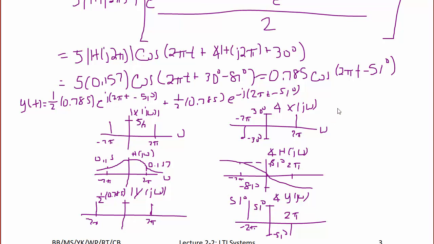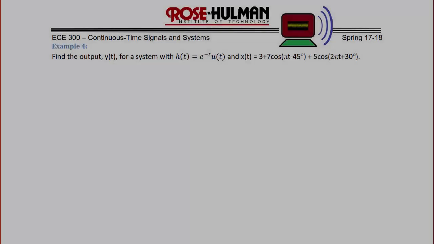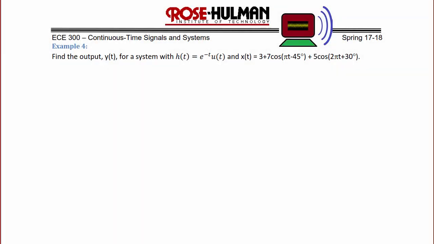And this concludes example 3. Example 4. Find the output y of t for a system with h of t equals e to the minus t u of t, and x of t equals 3 plus 7 cosine(pi t minus 45 degrees) plus 5 cosine(2 pi t plus 30 degrees).